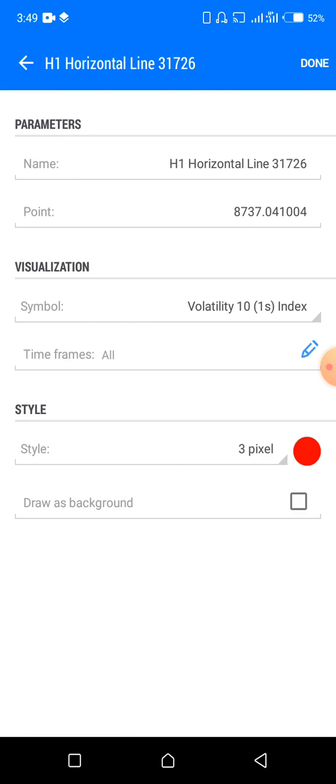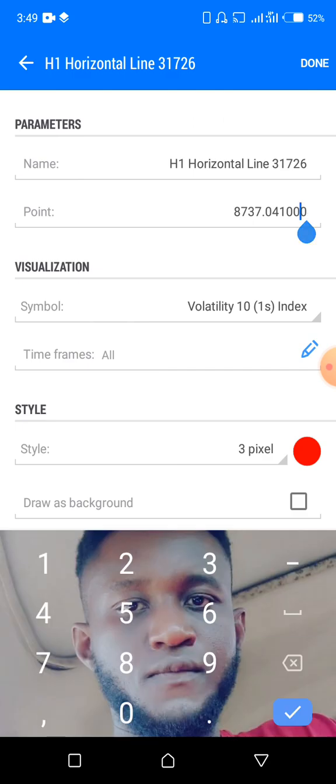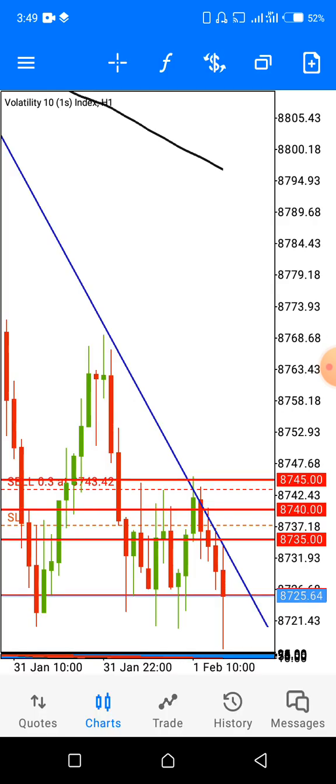Just look at those numbers. Then this one will be 8735. You see, I've added 3 psychological levels on the screen now. You see, 8735, 8740, 8745. So they are changing with 5. The difference is 5.